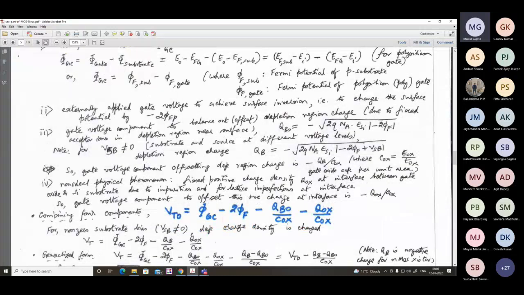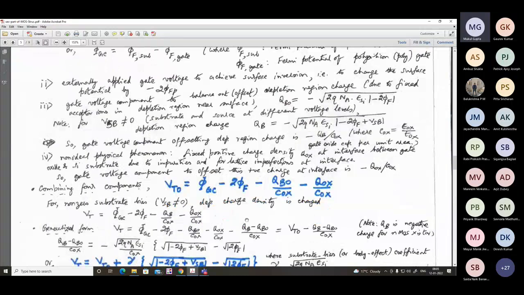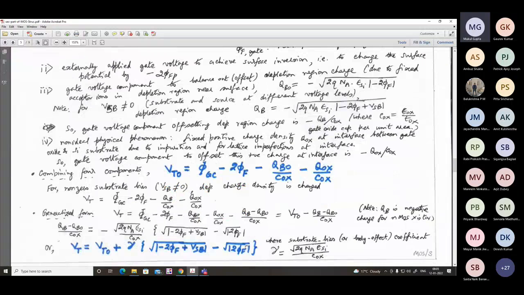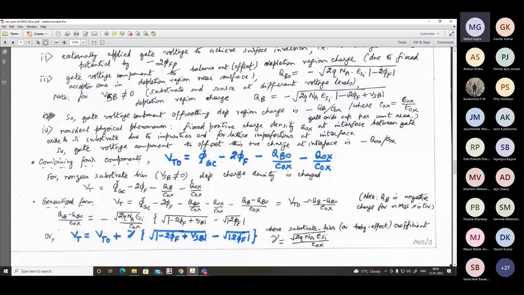Note that this is a general expression that can relate to both NMOS and PMOS transistors. And also we see that in general, source and substrate may not be at the same potential. So when there is a relative potential difference between the source and the substrate, we need to take care of that. For an NMOS transistor, VSB is normally greater than 0.